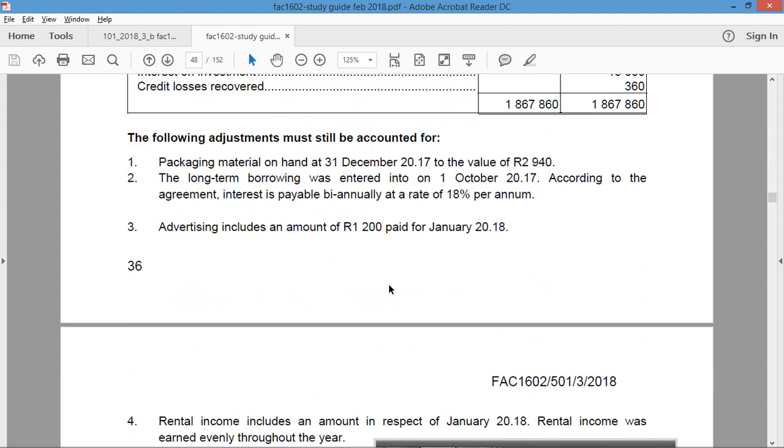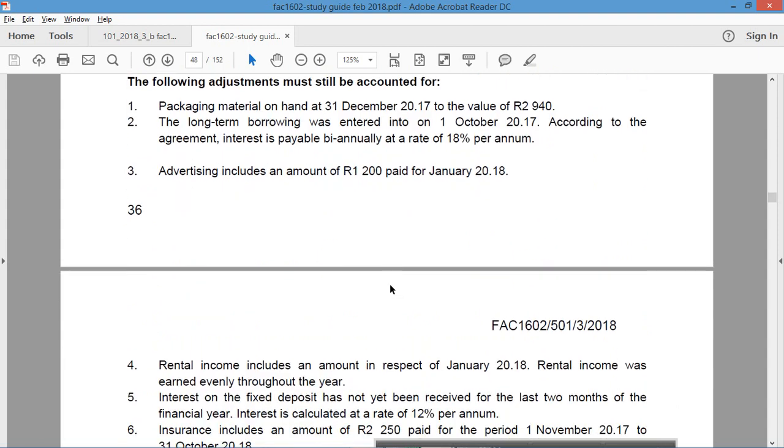Now the next part is the tricky bit, which is what I asked you to look at in terms of the adjustments. So what did you do with adjustment number 1? What did you say we had to do? Packaging material on hand was valued at 2940.